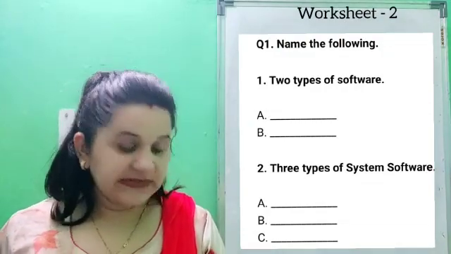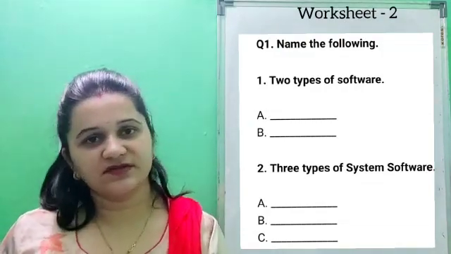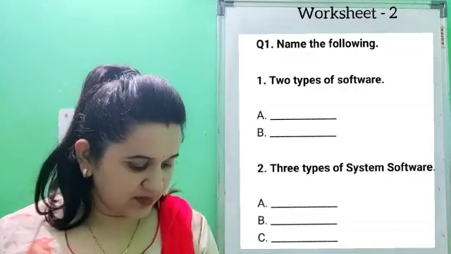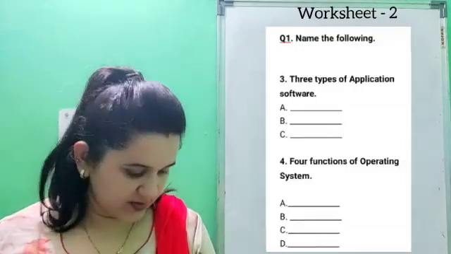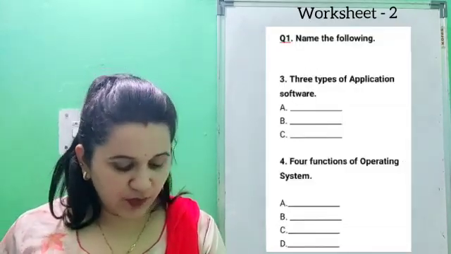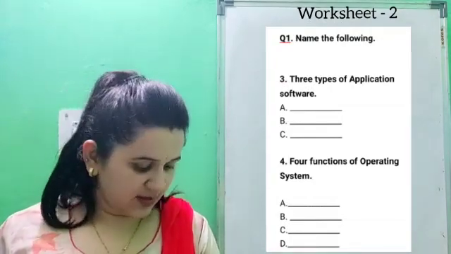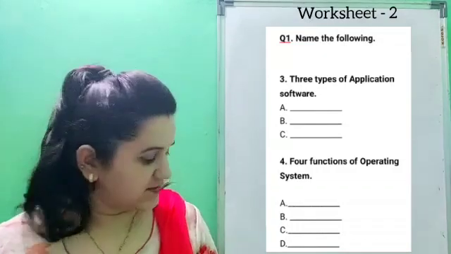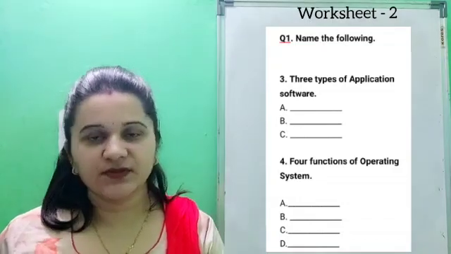Second one. Three types of system software. Right now we have discussed the three types of system software. So write it down. Third, three types of application software. Now, what are those three types of application software, children? Right now I have told you, and already we have discussed in this chapter. So write down the answer.